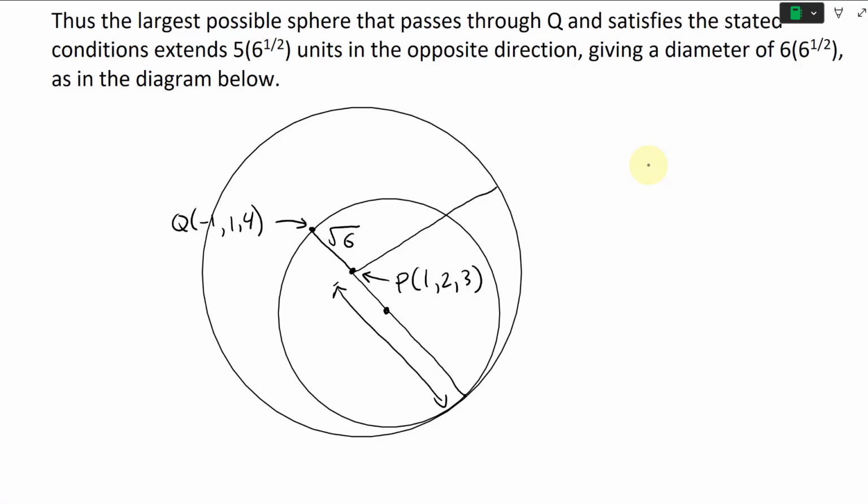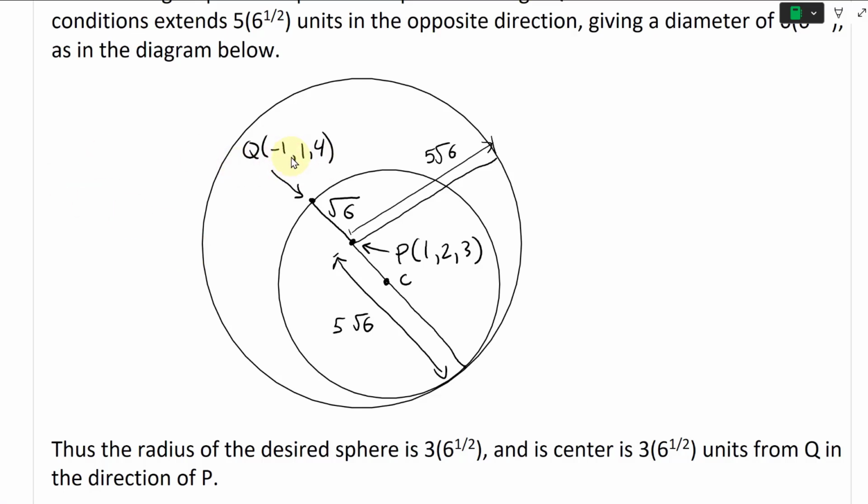I'm going to call this point right here C. And this is 5 square root 6, and this is also 5 square root 6, and this is also 5 square root 6, like that. Alright, now here I just move this over here. So thus the radius of the desired sphere is 3 times square root 6.